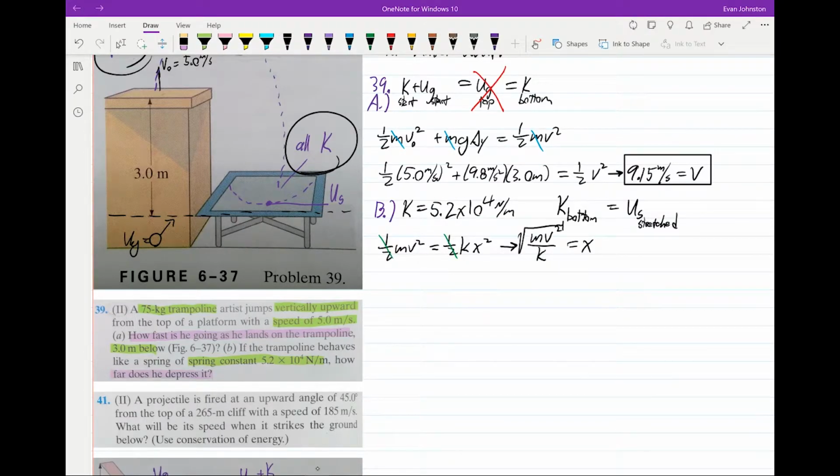So now I really just have, well, his mass is 75 kilograms. Our speed was 9.15 meters per second. We're going to square that, divide it by our spring constant, which is pretty huge, 5.2 times 10 to the 4th newtons per meter. And then we take a square root of that all.